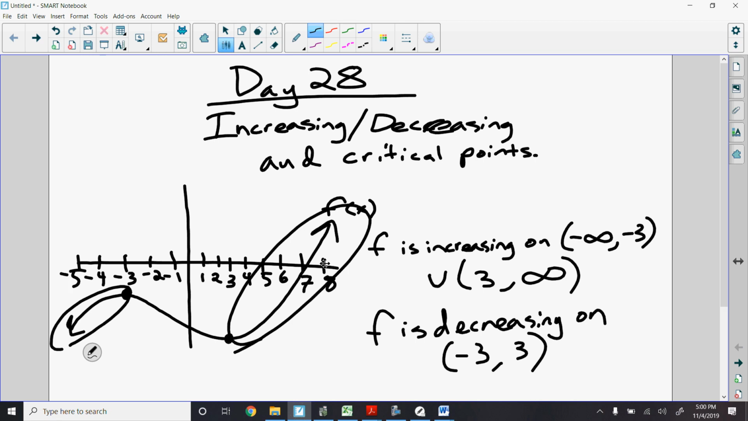If f is going up and to the right, increasing, then the slopes of our tangent lines must always be positive. All of these tangent line slopes are positive. Whereas if f is decreasing, our tangent line slopes are negative.